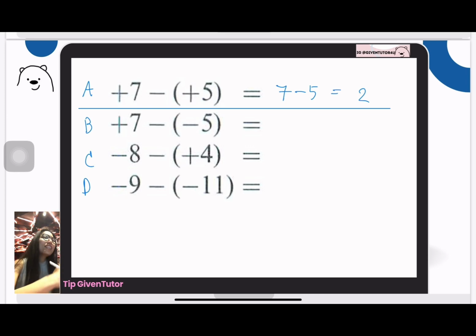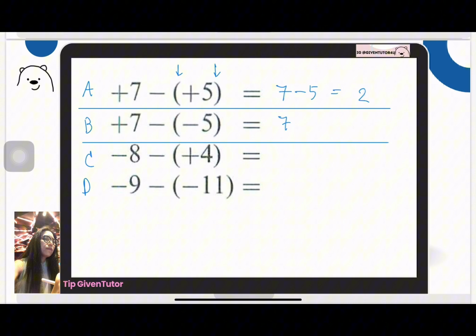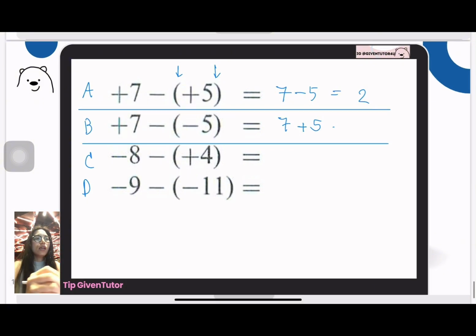But not exactly. I just would like to know what happens if I use the bracket. So for B, this is the 7, and then minus what you got? Minus times minus, you will get plus. So we get plus 5, because minus times minus gives plus. So you will get 12 right here.